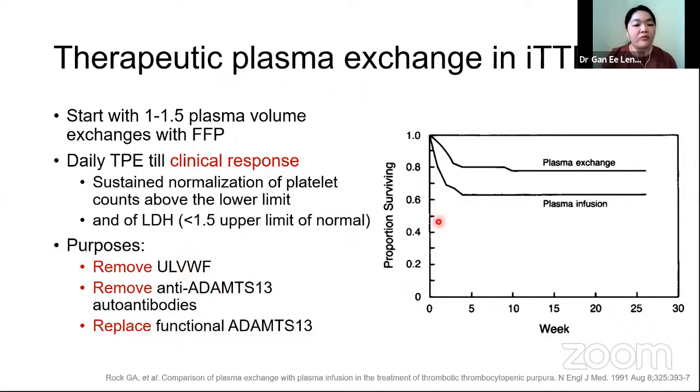Again, to remind you why we do plasma exchange: we want to take out the ultra-large von Willebrand factor, which is a culprit for thrombosis. We want to remove the antibody, which is the culprit for TTP, and we want to replace with normal plasma, the functional ADAMTS13 from the donor plasma. Okay, this is about TTP.